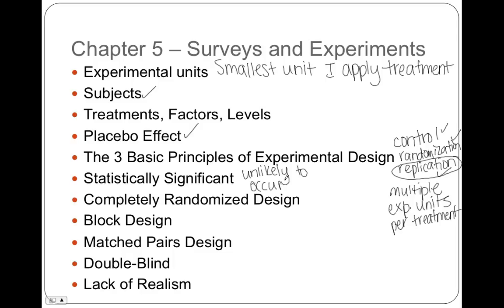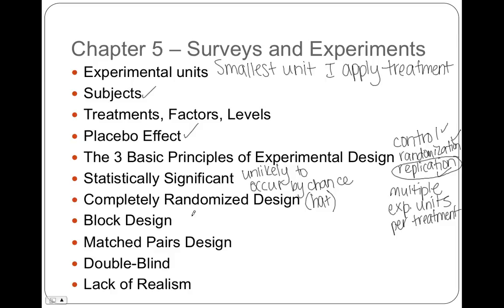A statistically significant result means one that is unlikely to have occurred by chance. I see a big enough difference in treatment groups that I don't think it happened just by chance. A completely randomized design means names in a hat. It's kind of like an SRS. I completely randomly assign who goes into which treatment group.